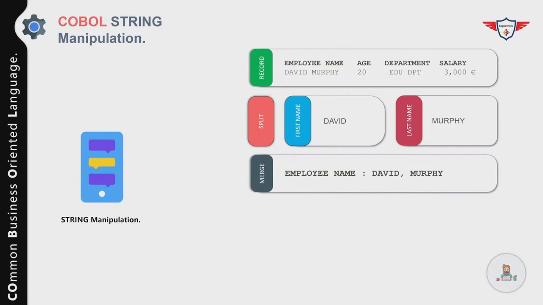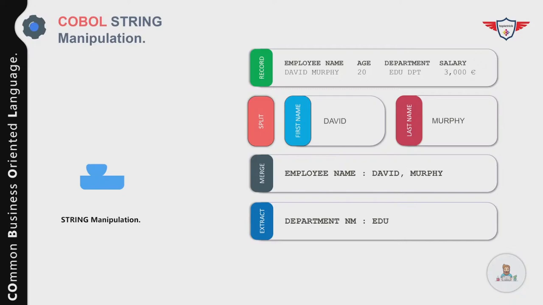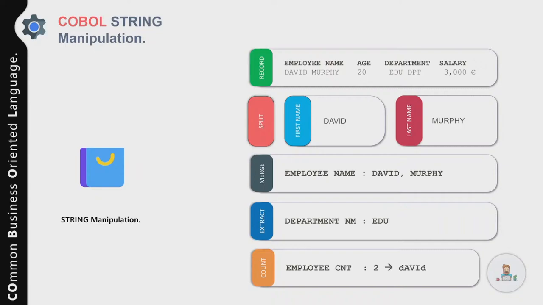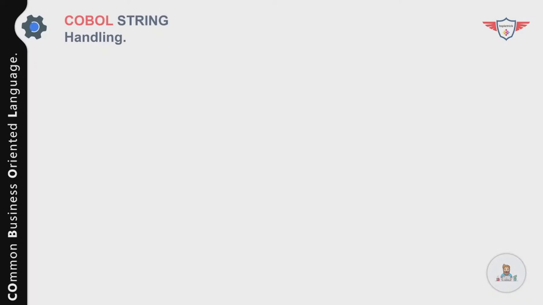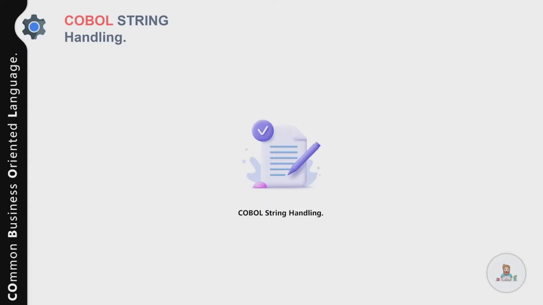And in case you want to extract any specific information, so let's say in this case I want to extract the department name, then I can use an extract function. And lastly, if you want to count specific characters in a string, then probably you can use the count function. So these are the general operations we perform in our day-to-day life. And all programming languages come with built-in functions, and you can very well use them to perform various operations as per your requirement. Now let's talk about the various functions or clauses which are available in COBOL, and with the help of these functions, you can perform these operations that we have discussed so far.